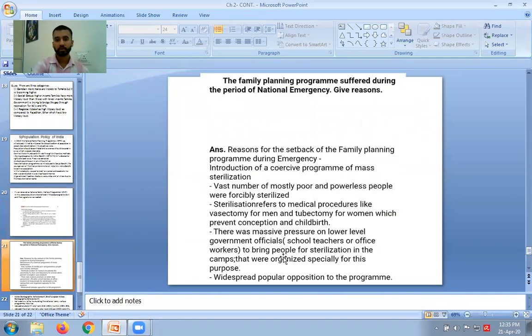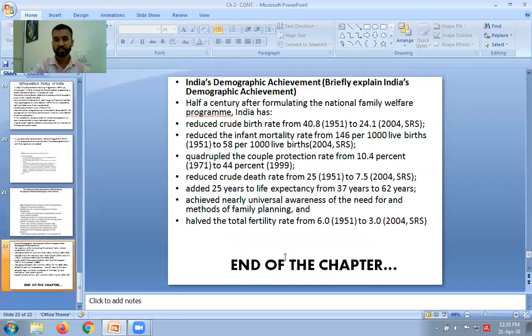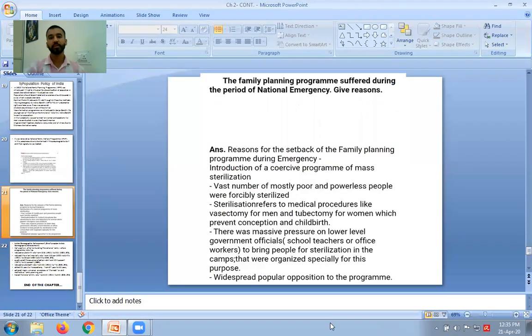Okay, so now we're going to understand the family planning program. The family planning program suffered during the period of national emergency. Now we're going to see the reasons why this family planning program suffered a lot during the period of emergency. What happened? Reasons for the setback of the family planning program during emergency.